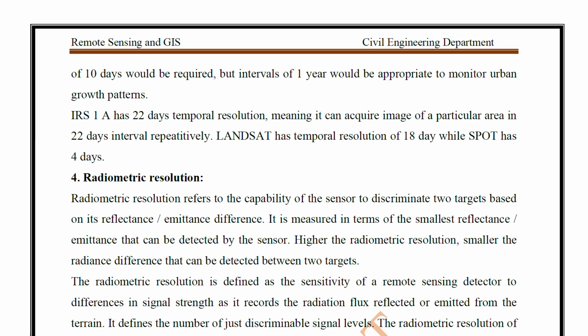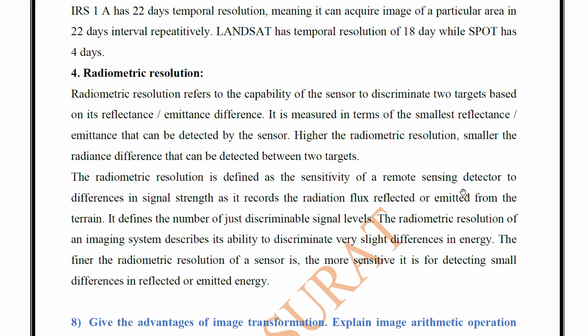IRS 1A has 22 days of temporal resolution, meaning it can acquire images of particular areas repetitively at 22 day intervals. Landsat has a temporal resolution of 16 days, while SPOT has a 4-day resolution. This is temporal resolution. Fourth is radiometric resolution.